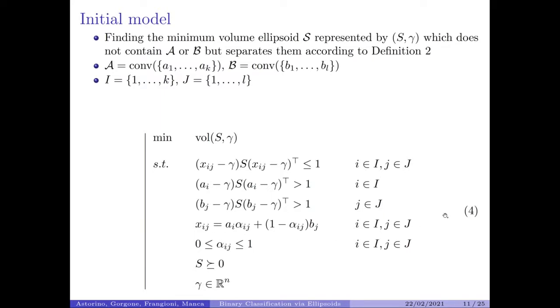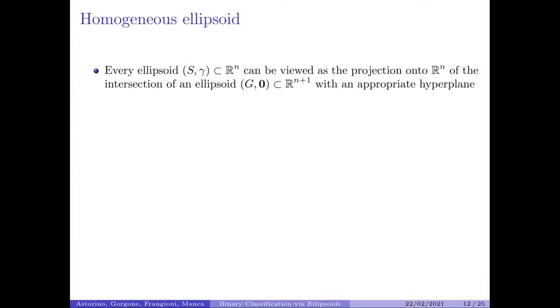So we started to reformulate the problem in order to be able to solve it. The first thing we did was to get rid of the variable gamma, which represents the center of the ellipsoid. To do that, we use the fact that every ellipsoid in Rn can be considered as the intersection of an ellipsoid in Rn+1 centered in the origin, intersected with an appropriate hyperplane.